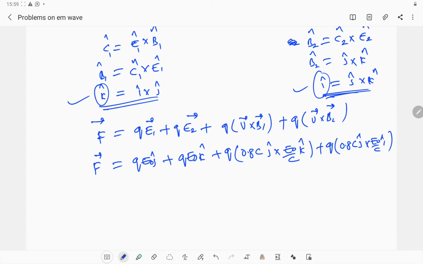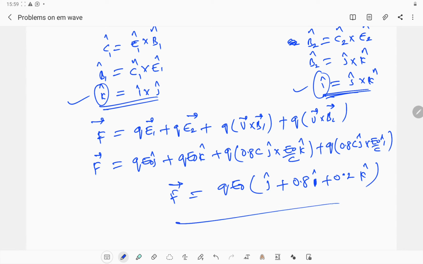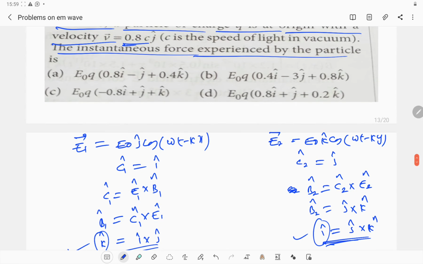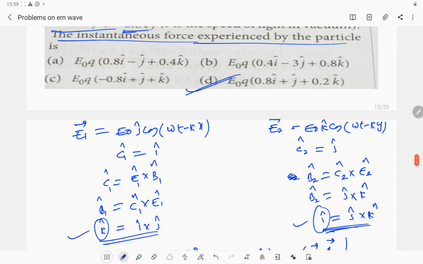See, after simplification, here we can find out F bar is equal to Q into E naught into j cap plus 0.8 I cap plus 0.2 k cap. This is the final answer. Therefore, option D is correct.